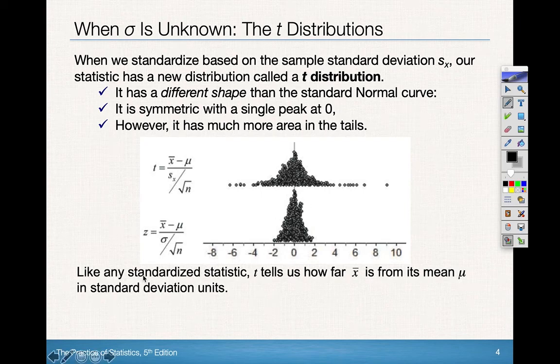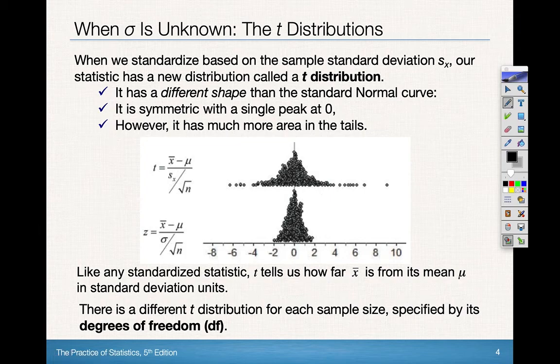So, like any standardized statistic, t does still tell us how far x bar is from the mean. It is still in standard deviation units. So a t-score is still how many standard deviations it is from the mean. Remember, z-scores were like 1, 2, 3. T is the same. It could still be 1 standard deviation from the mean, 2 standard deviations from the mean. What is different? Why are there t-distributions? Because with every sample size, there is a different t-distribution. It is called degrees of freedom.